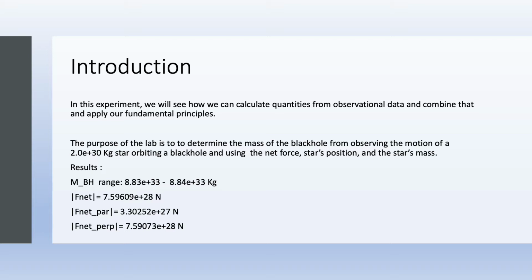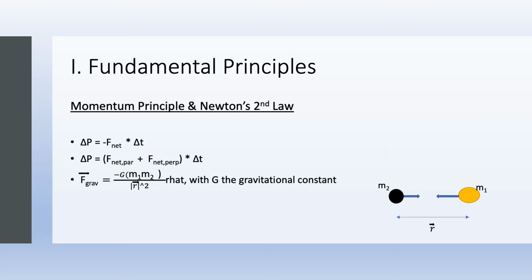In this experiment, we'll see how to determine the mass of a black hole from observing the motion of a star around it. The fundamental principles used in this experiment were the momentum principle and Newton's second law, which stated that the change in momentum is proportional to the net force times delta t.